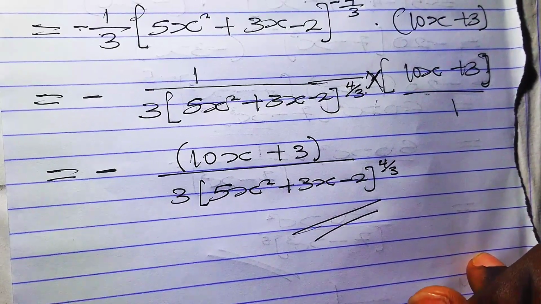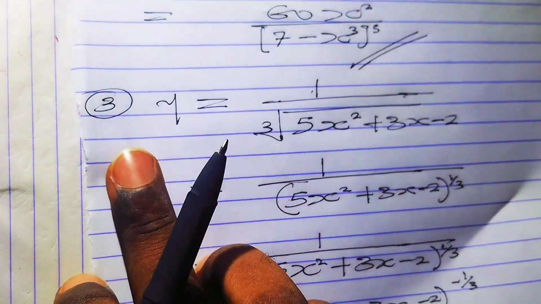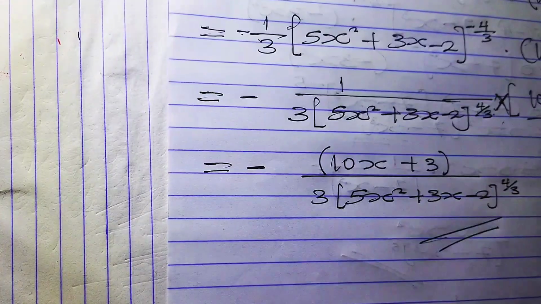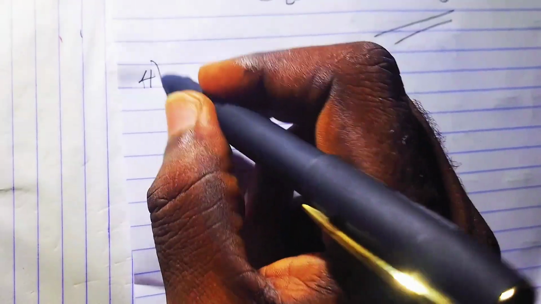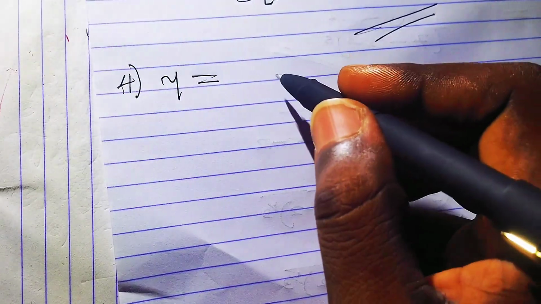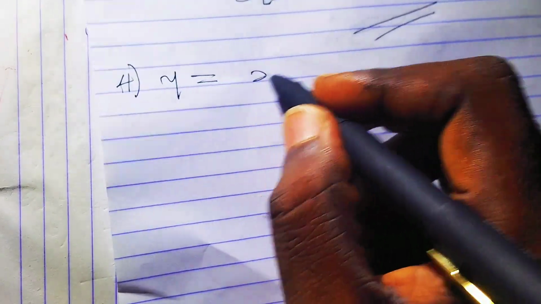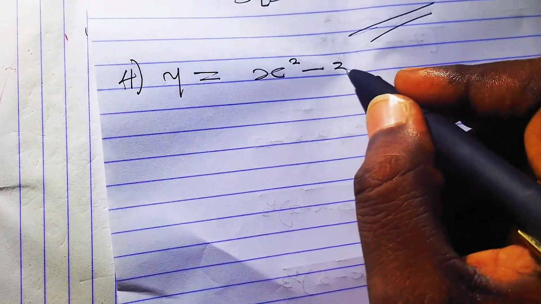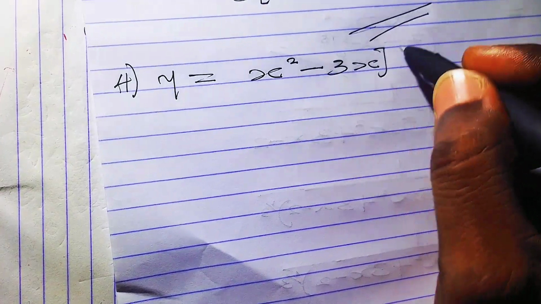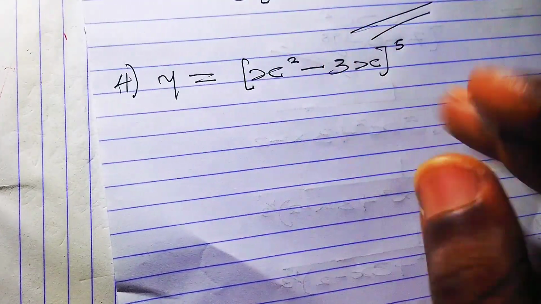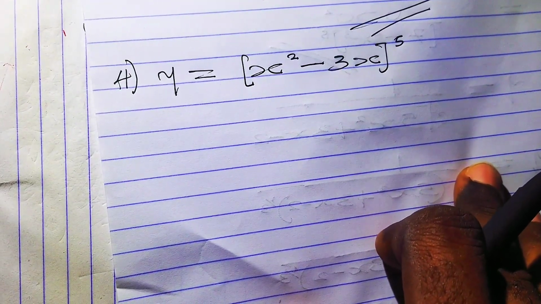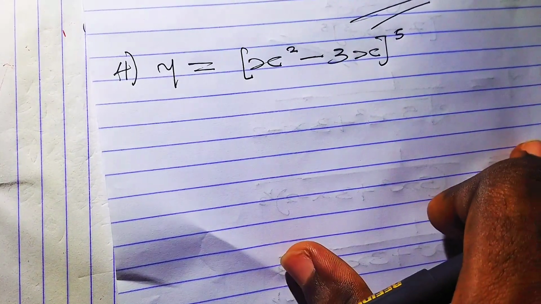Then let's take a look at another example. I think that was question 3, so let's move on to question number 4. Question number 4, we're given y equals x squared minus 3x, raised to the power of 5. So we have to differentiate this. We have to find dy/dx.